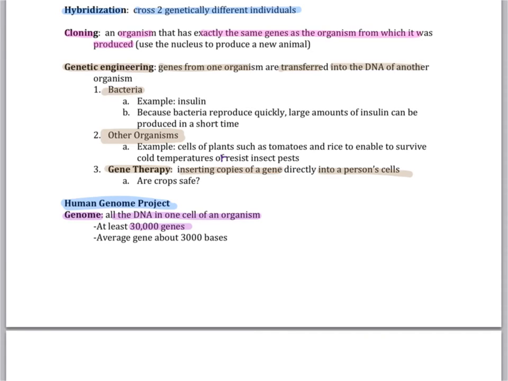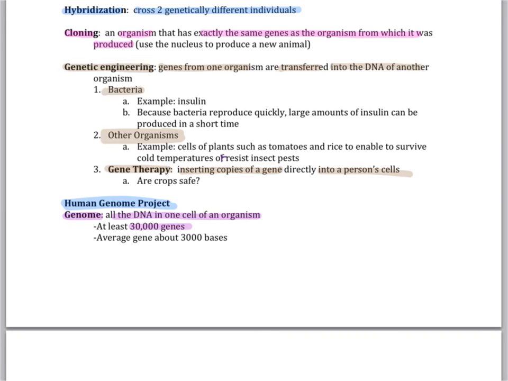Other organisms can be used. For example, cells of plants such as tomatoes and rice are able to survive really cold temperatures and resist insects such as different pests. Finally, gene therapy is the process of inserting copies of a gene directly into a person's cells. The question is, are plants or agriculture safe to eat if it has undergone gene therapy?